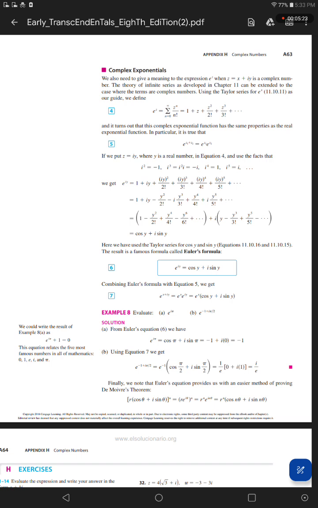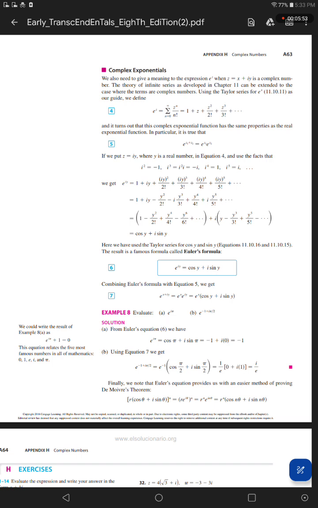Sidebar: we could write the result of example 8a as e to the power i pi plus 1 equals 0. This equation relates the 5 most famous numbers in all of mathematics: 0, 1, e, i, and pi. Back to the text solution.